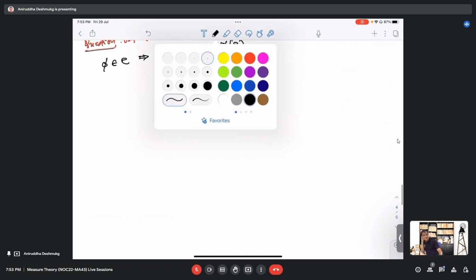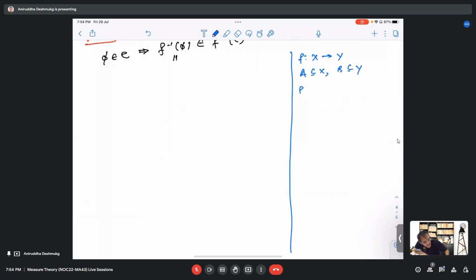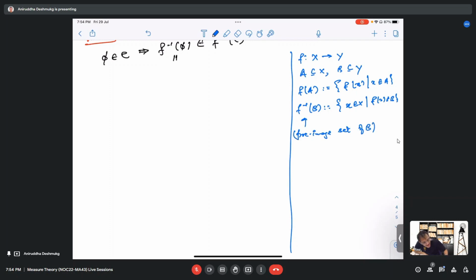Then perhaps I should write all this down. So, where should I write it? Maybe I'll write it here. Given a map f from X to Y, and say A is a subset of X, B is a subset of Y. When I write f of A, it means you collect all images of x as x varies in A. And when I say f inverse of B, it means you collect all those elements of X such that their image is in B. So this is called the pre-image. And this is called the image of A.